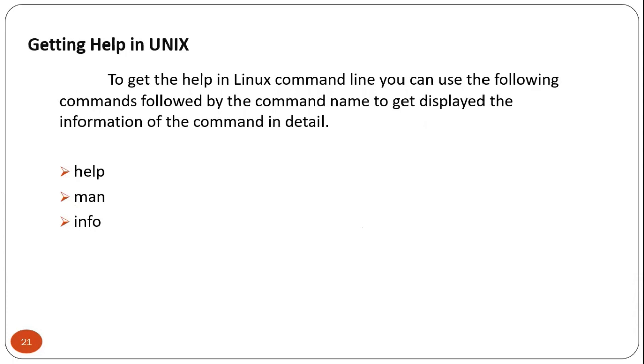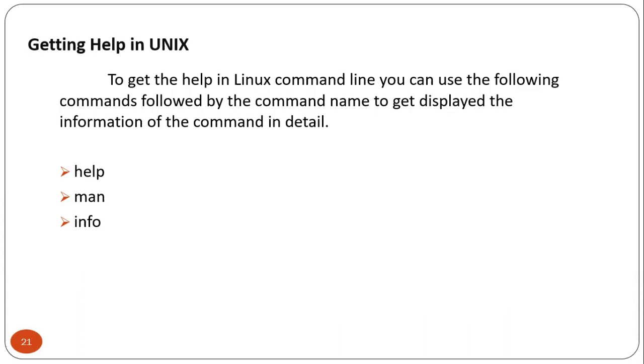When we are working with shell scripting, sometimes we need help. We may not remember the exact syntax of a command with multiple arguments. In that situation we have three utilities: help, man, and info. To get help on the Linux command line, you can use these commands followed by the command name to display the information of the command in detail.